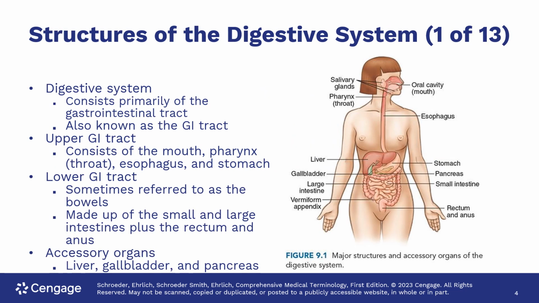The GI tract is the main structure of the digestive system. The upper GI tract is composed of the mouth, the pharynx, the esophagus, and the stomach. So what does that leave us with? The lower GI tract, which is everything below the stomach. It includes the small and large intestines, the rectum, and the anus. Other structures are the liver, the gallbladder, and the pancreas.